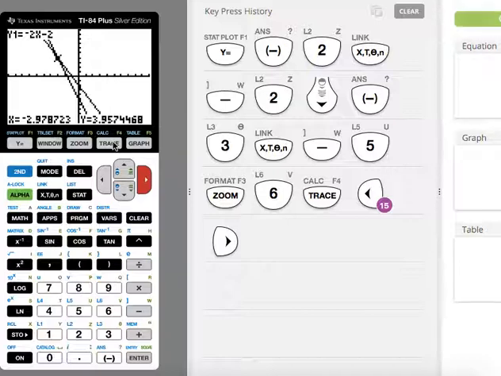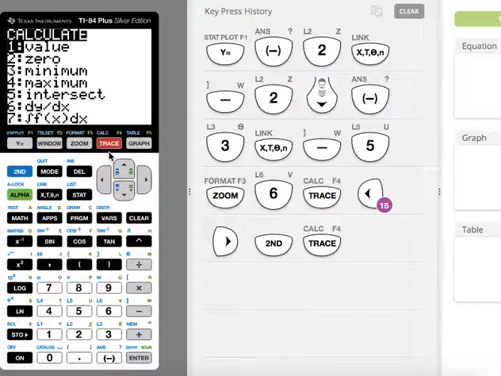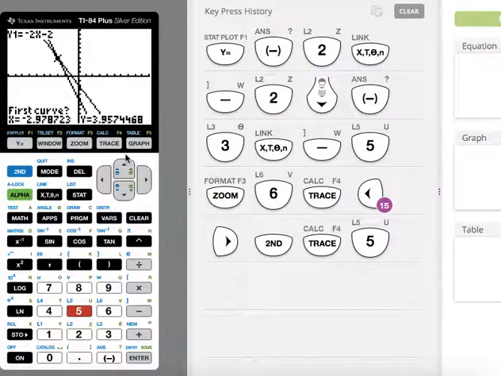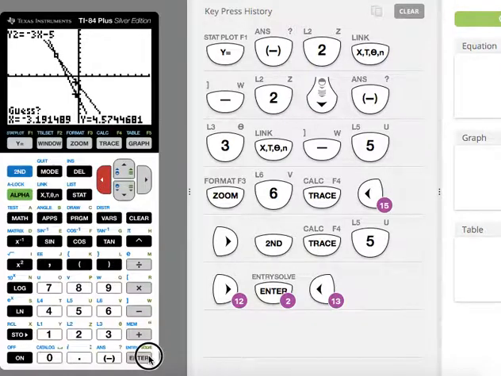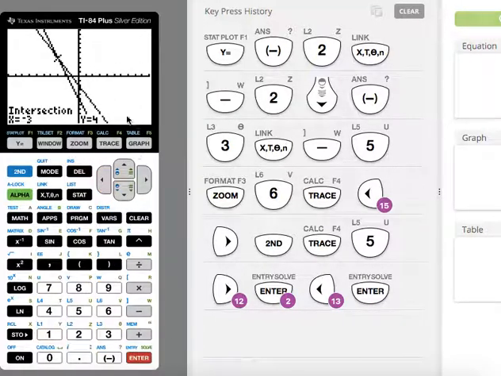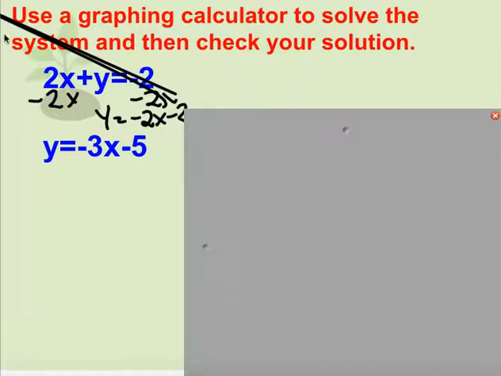But our calculator can help us find the exact intersection by going second trace, so getting to the calc position, and number 5 intersect. And it says first curve. Well, I'm going to say my first line is this one. Press enter. Second curve, my second line, yes, I'll be on that one, and then I'll guess. I'll get as close to the intersection as possible to help the calculator and press enter. And my intersection is at (-3, 4). That is the point that satisfies both of those equations. Okay, so you can use your graphing calculator to do this as well.